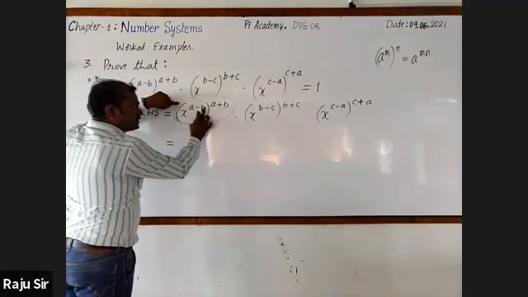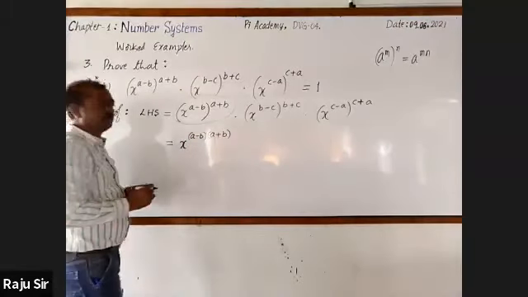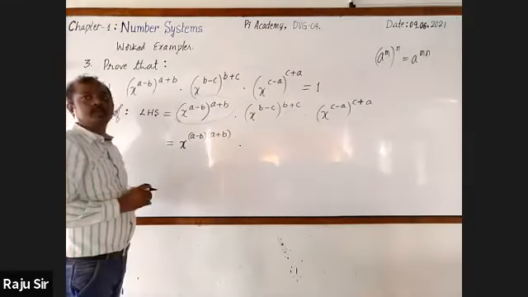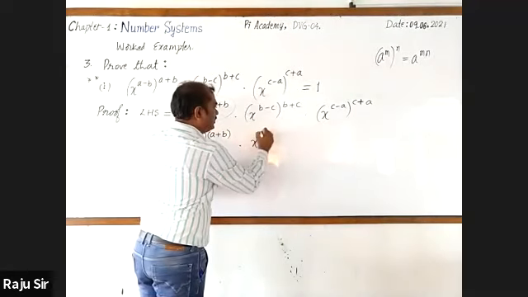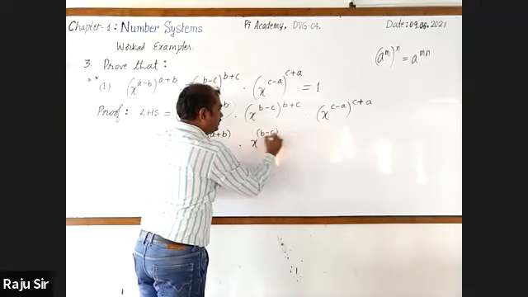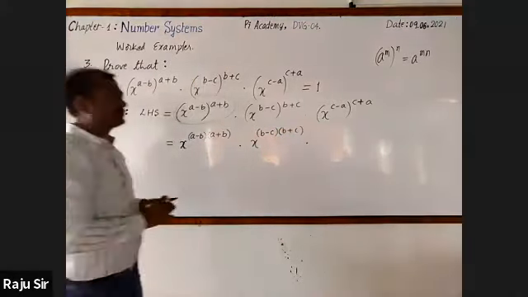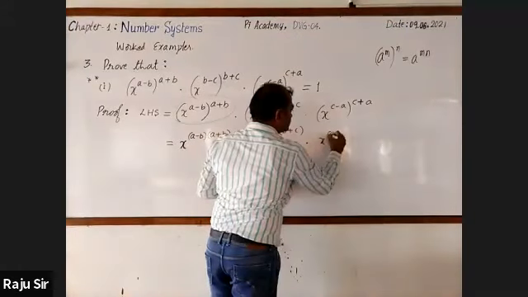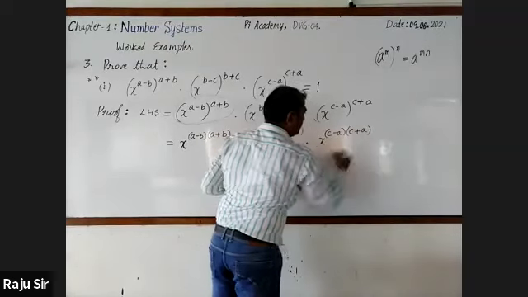X raised to the power a minus b, whole raised to the power a. Sir, it is in the form a square minus b square. X raised to the power a minus b into a plus b. Next, the second term is also of the same form, right? X raised to the power b minus c into b plus c. Next, x raised to the power c minus a into c plus a.